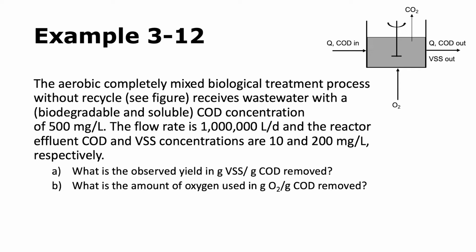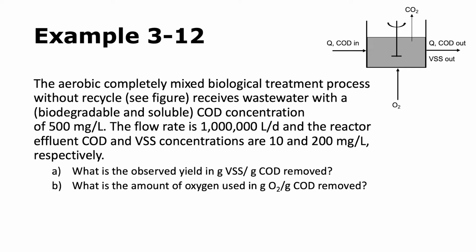We can do a mass balance around this reactor and use that mass balance approach to perform these calculations in this example. This is an aerobic, completely mixed biological treatment process with no recycle. We're going to get into systems where the biomass is recycled in a return sludge flow that's typically seen in activated sludge processes. But for this example, let's assume there's no recycle here.